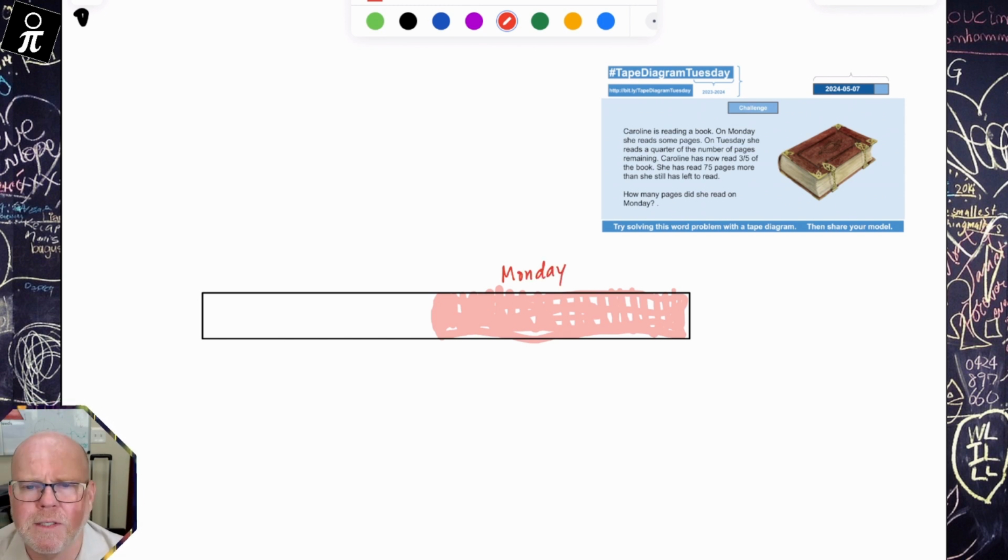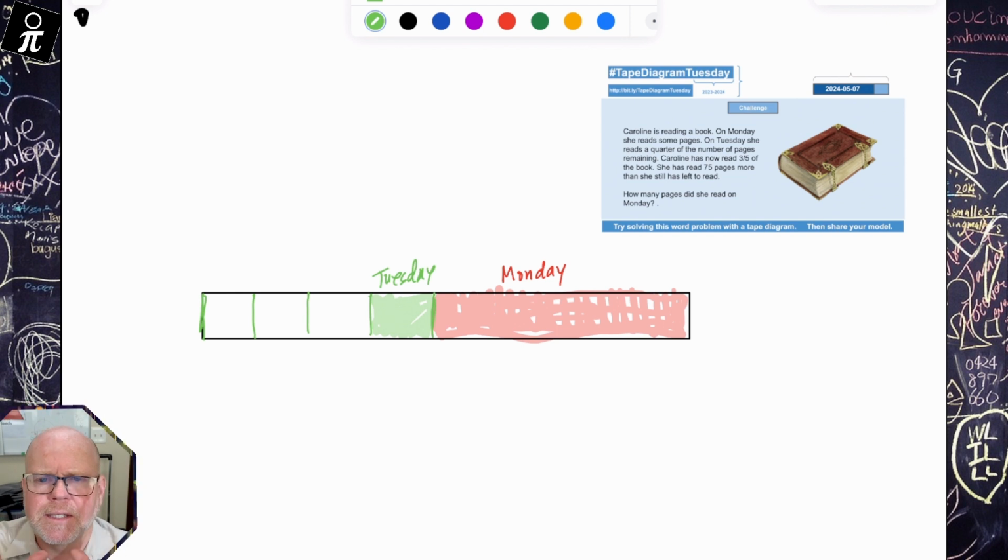Then it says on Tuesday, she reads a quarter of the pages that are left over. So what I need to do is cut this into 4 pieces. There's our 4 pieces. And on Tuesday, she reads a quarter of the remaining pages, so this piece right here is what she reads on Tuesday.